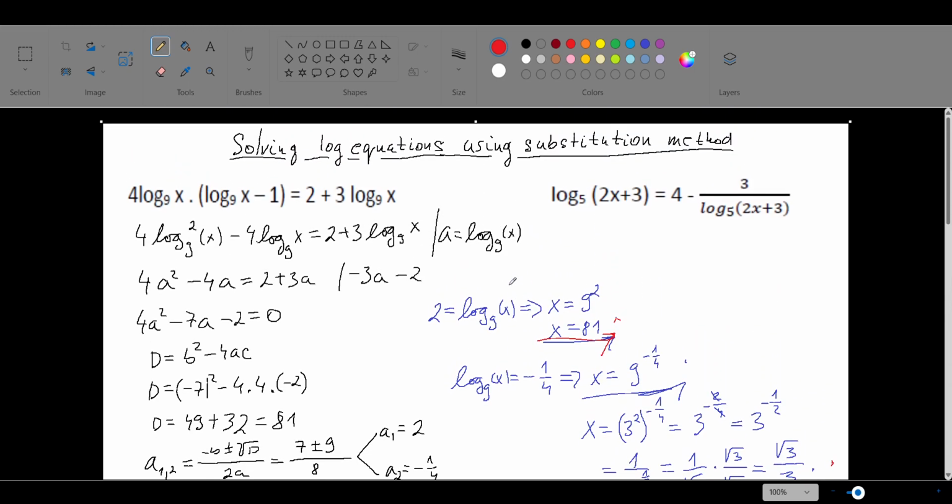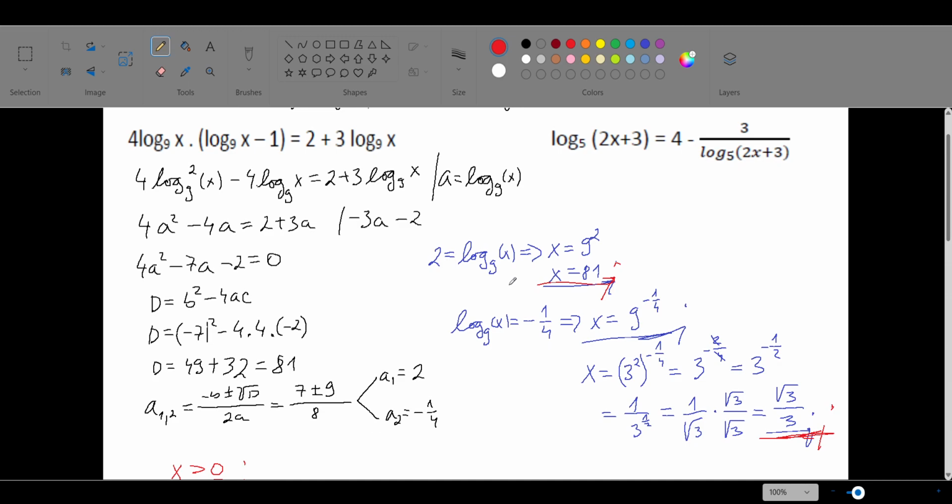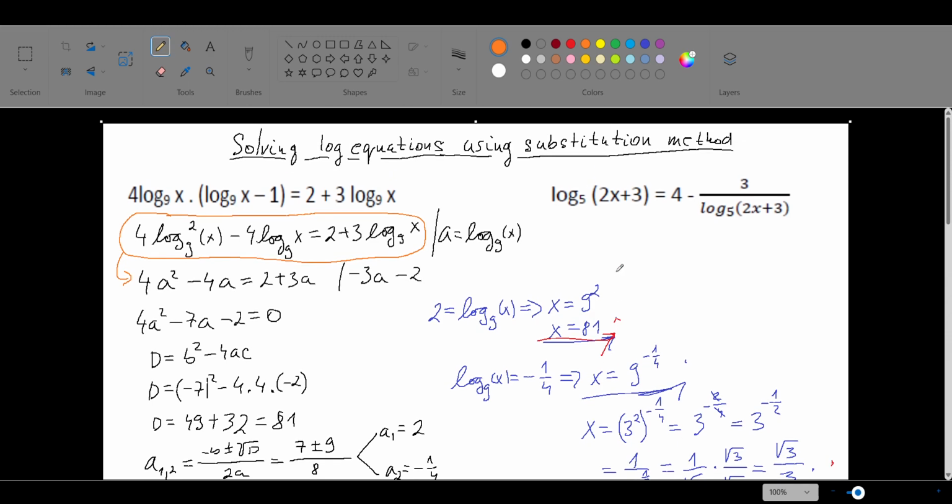What I want to repeat and want to say is that if you see this, like the very common and very basic logarithmic equation, you should start thinking about using the substitution method, because this method will lead you to the equation which can be solved very easily, in this case a quadratic equation. Okay, I think that's all for this equation.